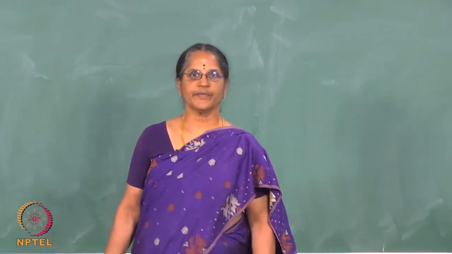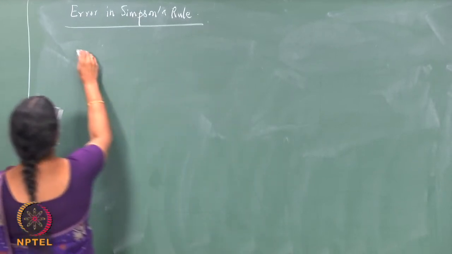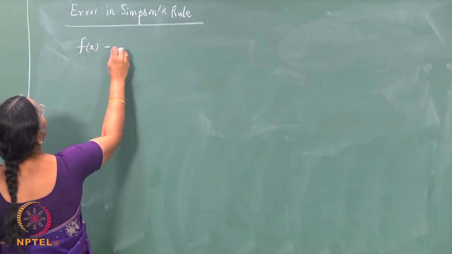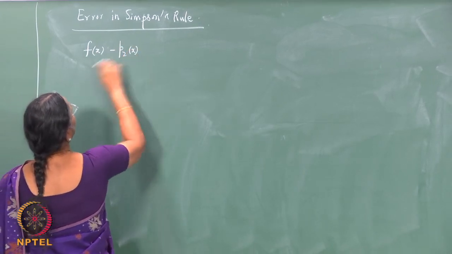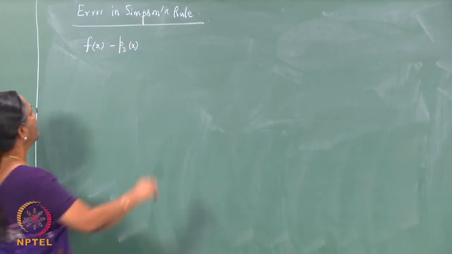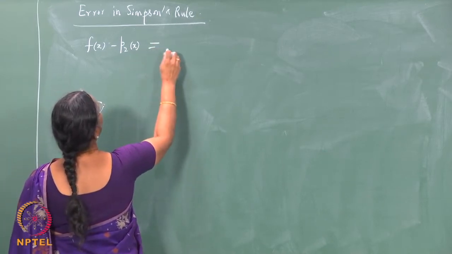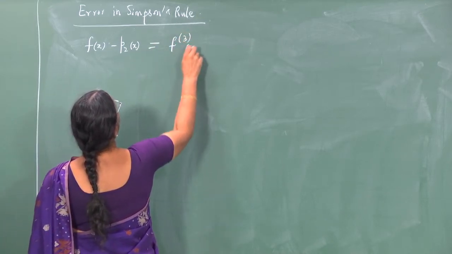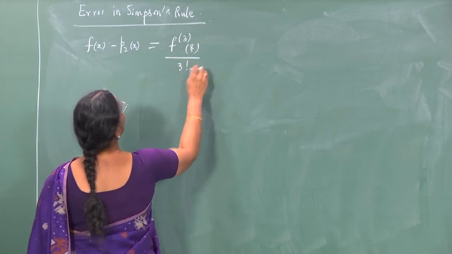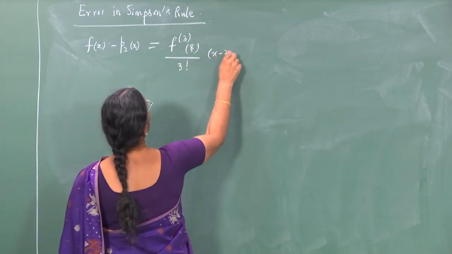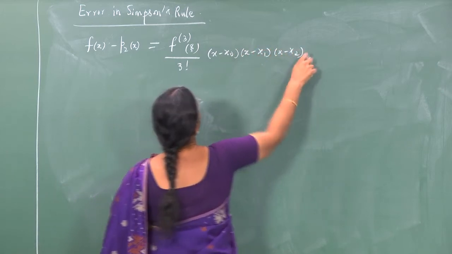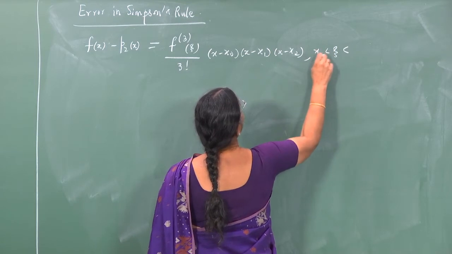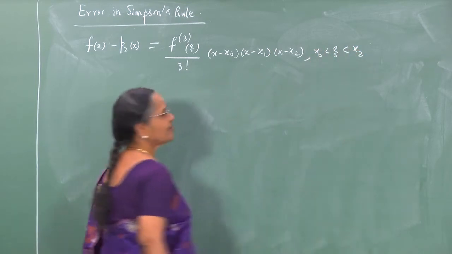We now compute error in Simpson's rule. So, we have the expression for error in interpolation when we interpolate the function f of x by a quadratic polynomial. So, it will be the third derivative at psi by factorial 3 into (x minus x0)(x minus x1)(x minus x2), where psi lies in the interval x0 to x2.